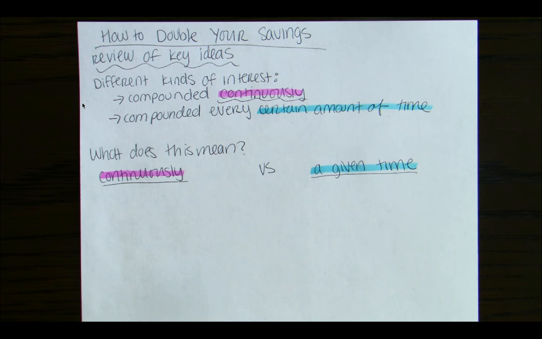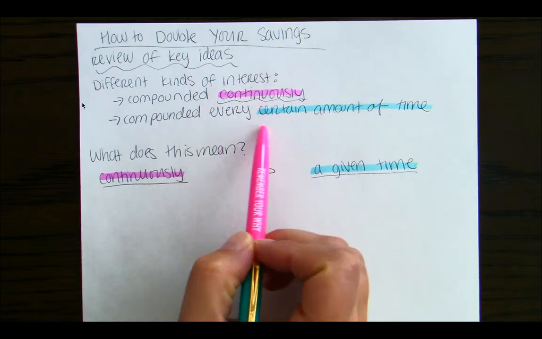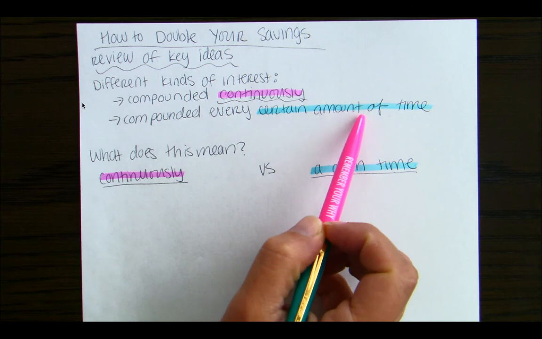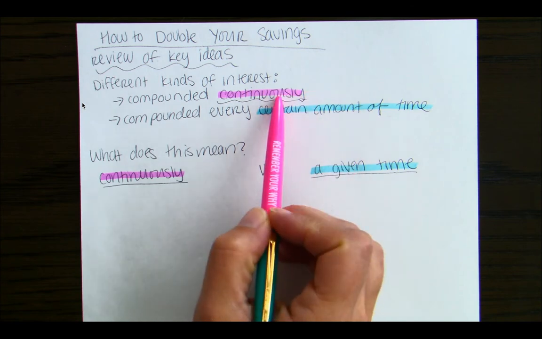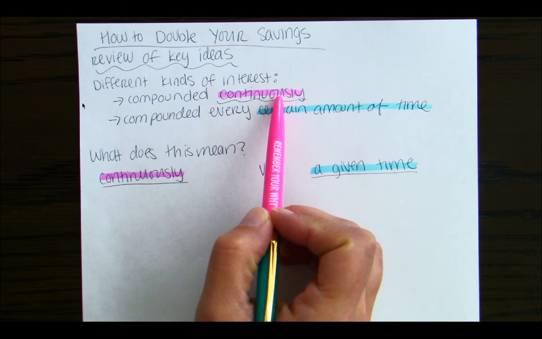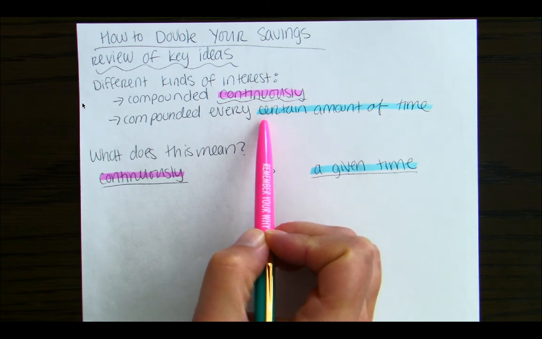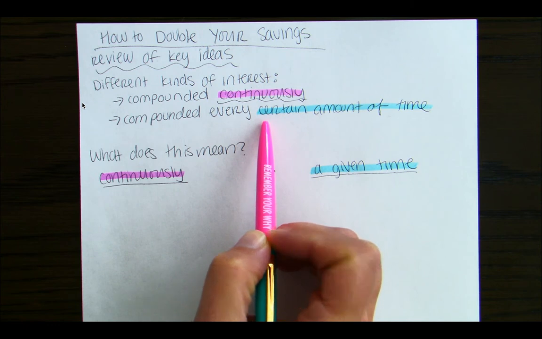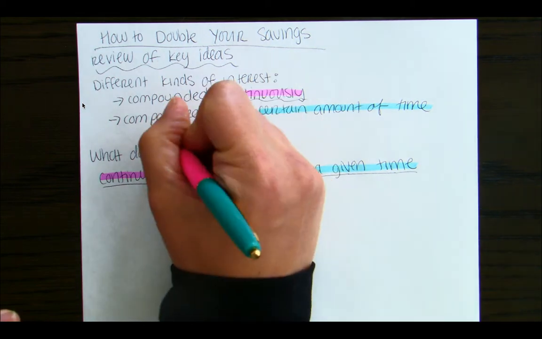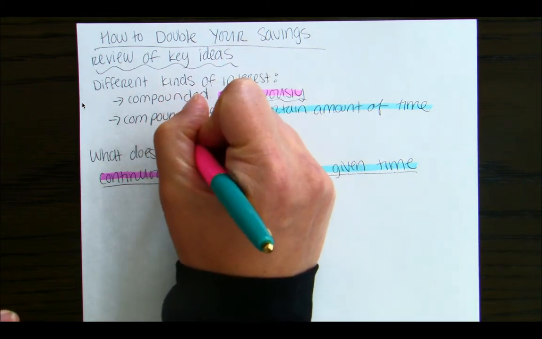So, key ideas. When there's different kinds of interest we talk about compounded continuously and compounded after a certain amount of time. So continuously means that literally at any second, at any minute, at any time, you should be able to take the interest of something. It's continuously happening. Whereas compounded every certain amount of time means at a certain time, interest is taken. So that could sometimes be annually, which you'll see most often.